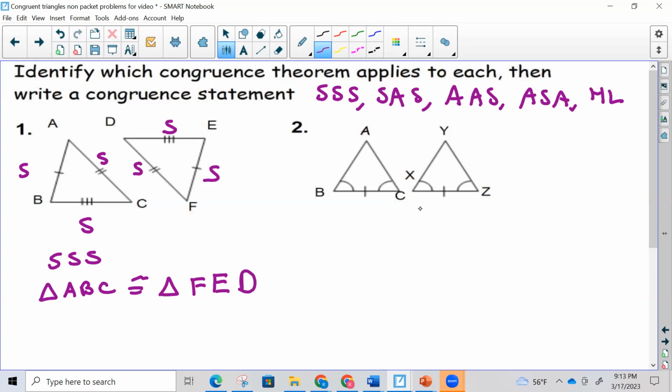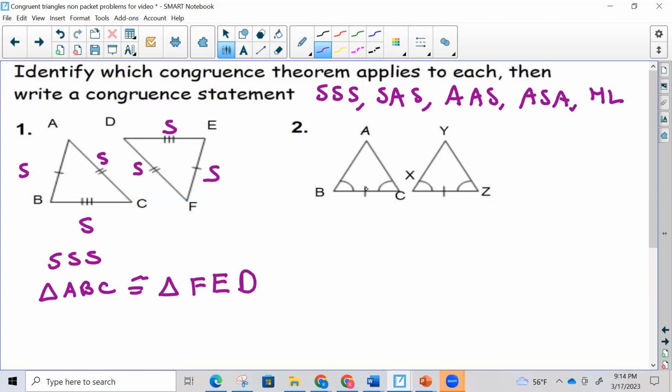Okay. So for number 2, I want to say, okay, does one of these 5 theorems fit this? And so if I look, I have angle B is congruent to angle X or angle Z because they both have 1. So you can pick one, it doesn't matter. And I have another angle, C and Z. And then I have a side BC and XC. And I have to be careful because I have 2 angles and a side. So it could be angle, angle, side, or it could be angle, side, angle.